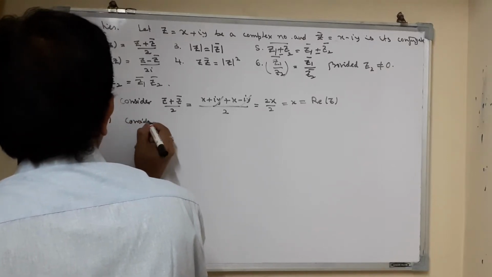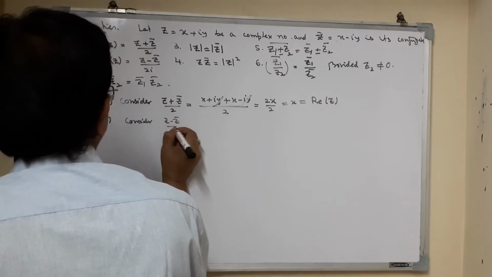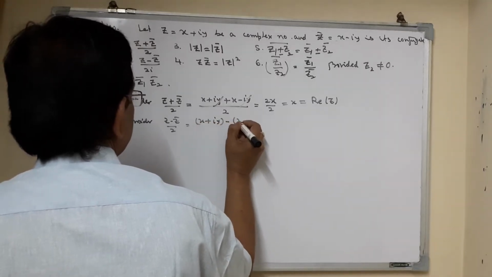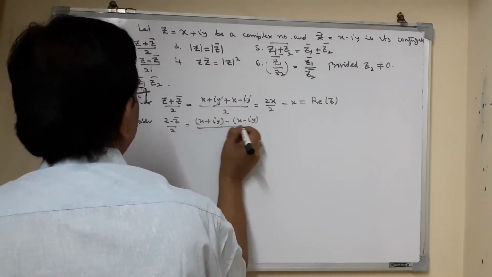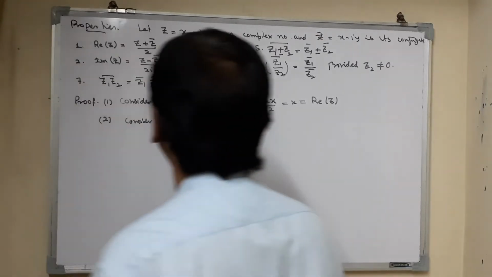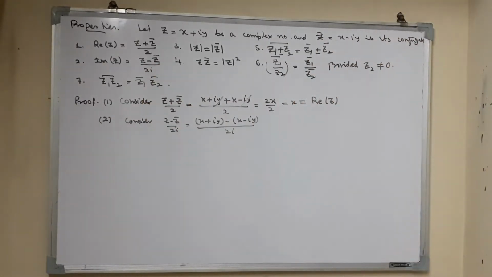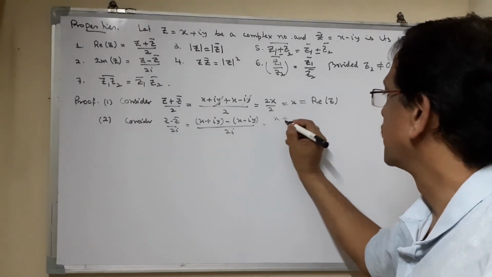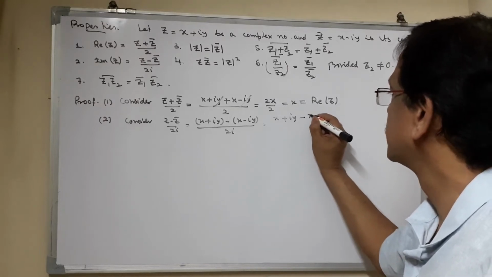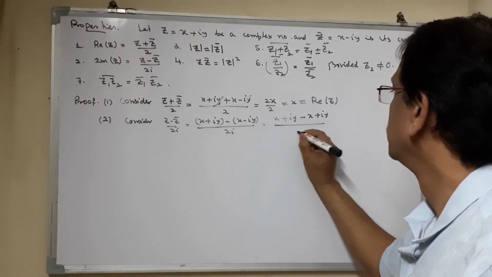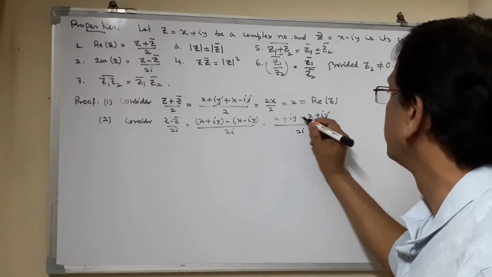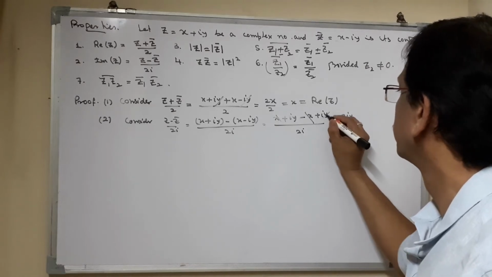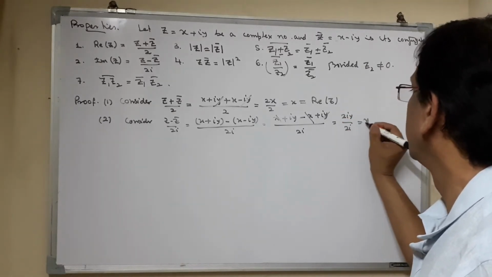2. Consider z minus z bar by 2i, which is equal to x plus iy minus x minus iy by 2i. We are looking at the second part. This is equal to x plus iy minus x plus iy by 2i. So cancelling x and x, you will get 2iy by 2i. So you will get y, which is Im z.